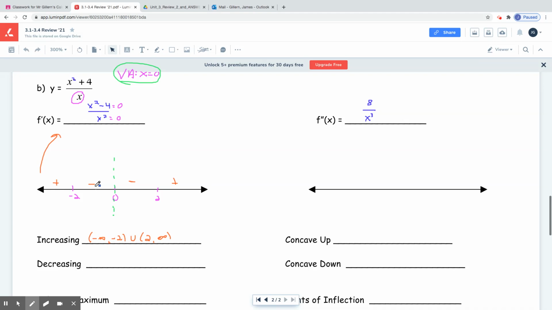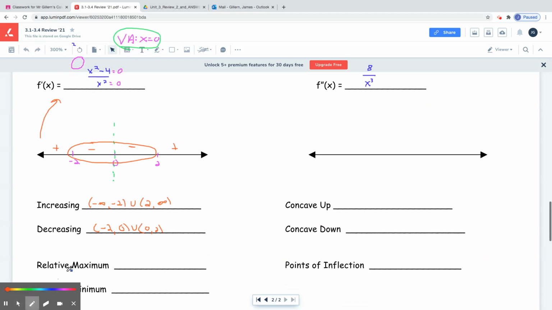It is decreasing. Now, notice this. It's decreasing here. If this vertical asymptote wasn't here, it'd be negative 2 to 2. But since the vertical asymptote is there, I have to split them up. That's why I think it's helpful to draw that in there, so visually you can see that and know that you have to put a union sign in between. Otherwise, you might just put negative 2 to 2 and then get that part wrong.